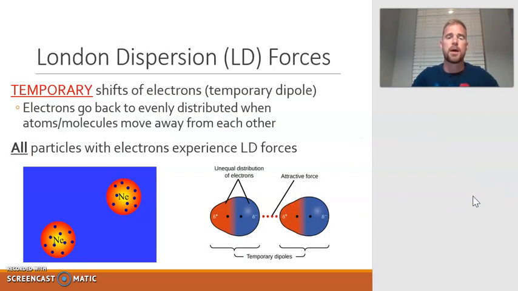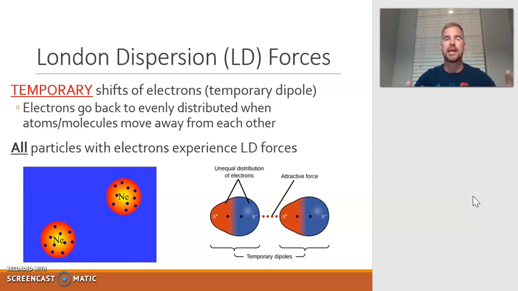Okay, so let's first talk about London dispersion forces, sometimes just known as dispersion forces. What are those? They are defined as temporary shifts of electrons. They are temporarily shifted to one side of the molecule. As a result of that, that creates a temporary dipole, and we learned about what that was back in topic 7. A dipole simply means that there's one part of the molecule that's slightly positive, and one part of the molecule that's slightly negative. In other words, we create a polarity, right?